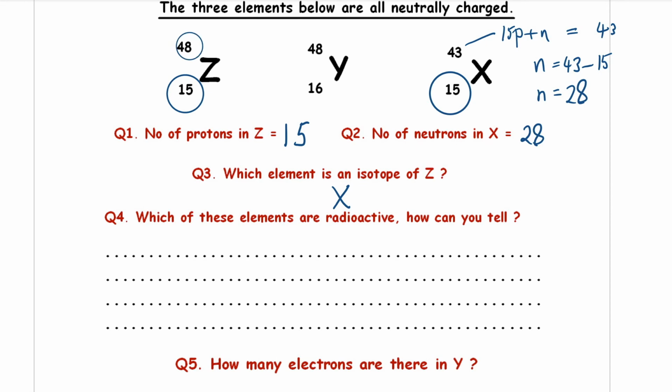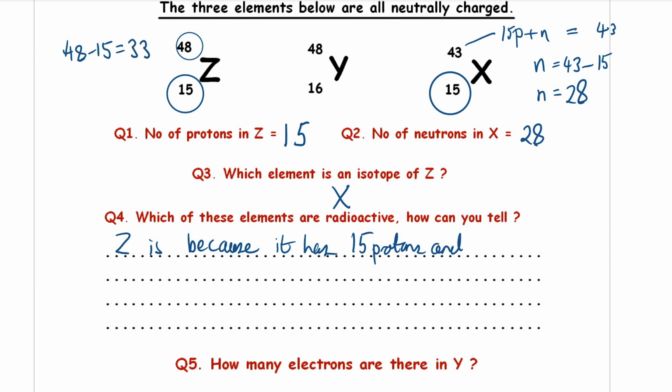So if we look at Z, it has 15 protons and how many neutrons? Well, it's 48 take away 15. That's going to give you 33. I did that back to front really. I should have worked out the number of neutrons and protons and then decided if it's radioactive or not. So I'll do that now for Y.